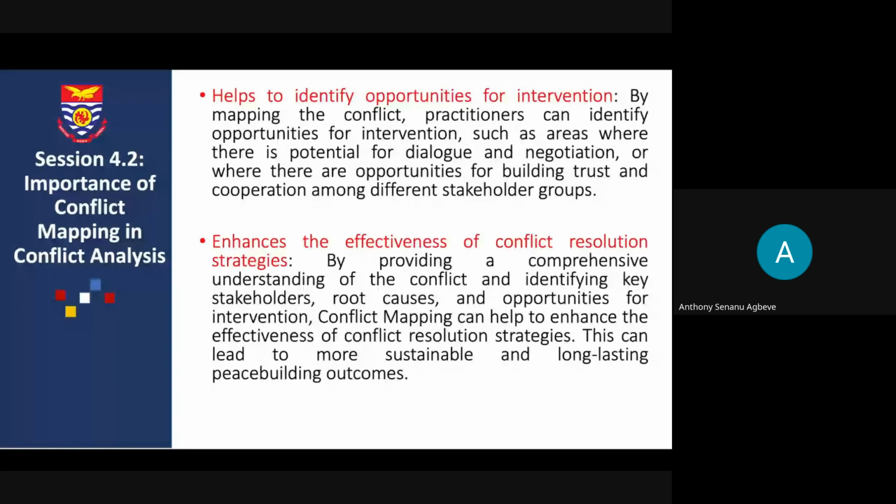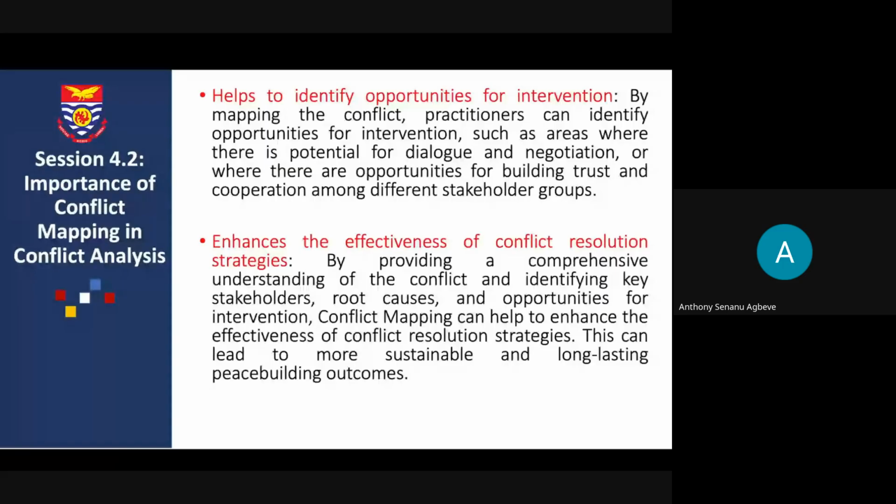So when that intervention is put in place, the likelihood that another group will oppose it will be low because there's that kind of acceptance and rapport among them. They all came to the conclusion that this is what they want to be done. So at the end of the day, there will be no form of backlash or opposition to the intervention that will be put in place. Then the final one is that it enhances the effectiveness of conflict resolution strategies, right?